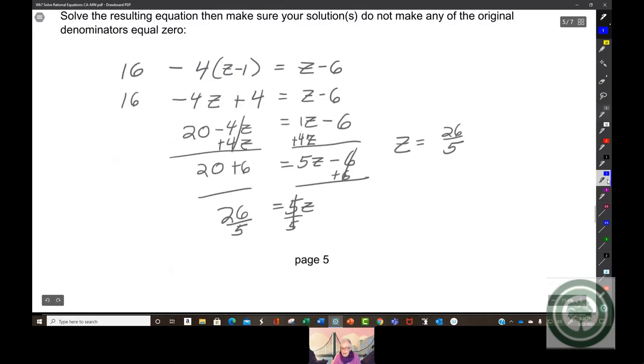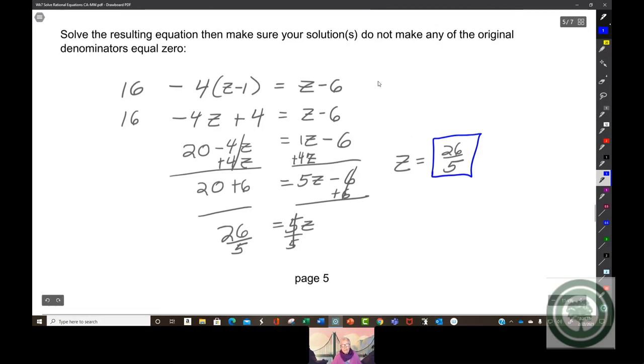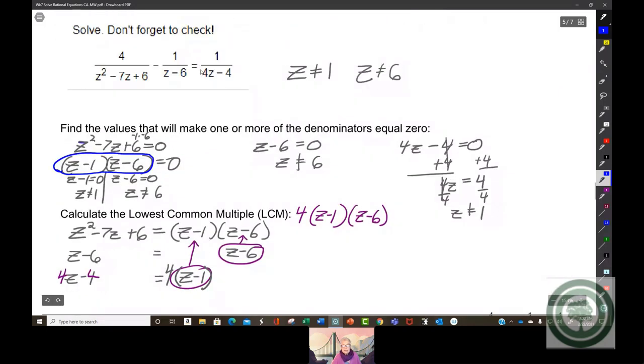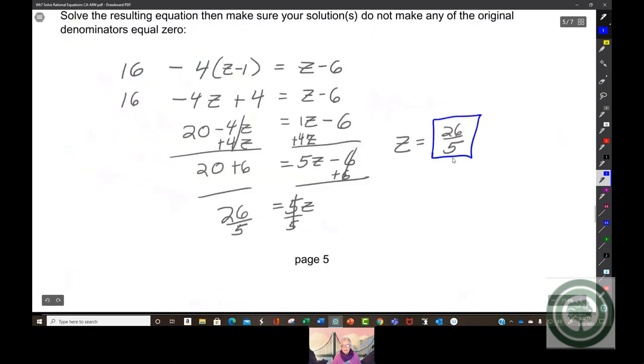All right, so that will go in my answer box. And notice that no matter how ugly these are, no matter how involved, how scary, the steps are exactly the same. You find the values that will make this equation undefined, that is, they make one or more of the denominators equal zero. Those will be what you cannot allow your answer to equal. Now our answer is 26 over 5, which is definitely not 1 or 6.